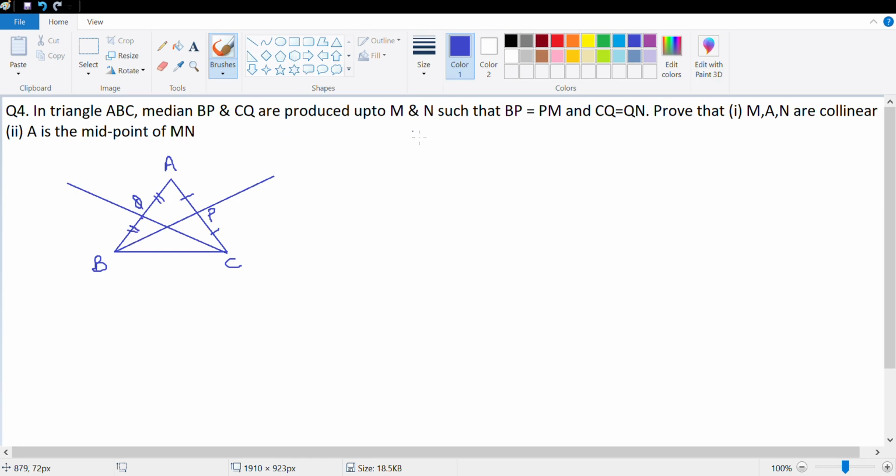Next, up to M and N such that BP is equal to PM. So BP and PM are equal.